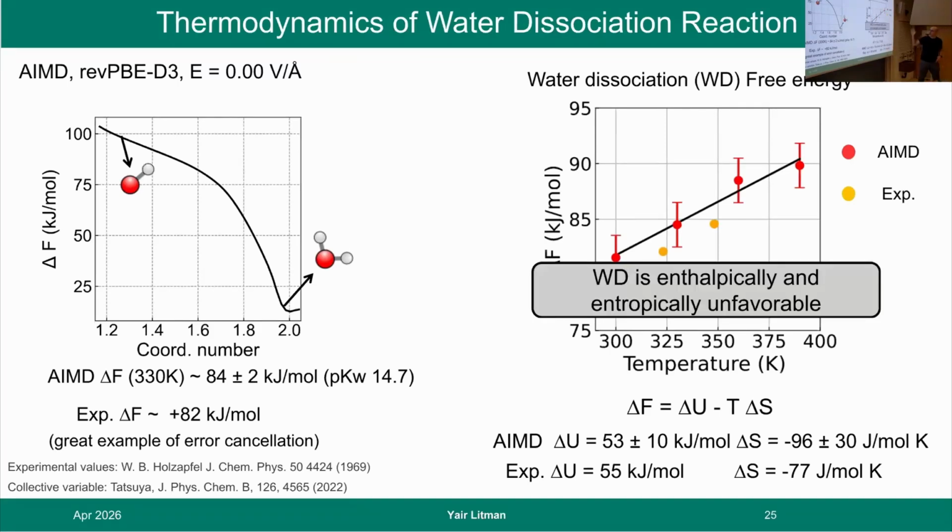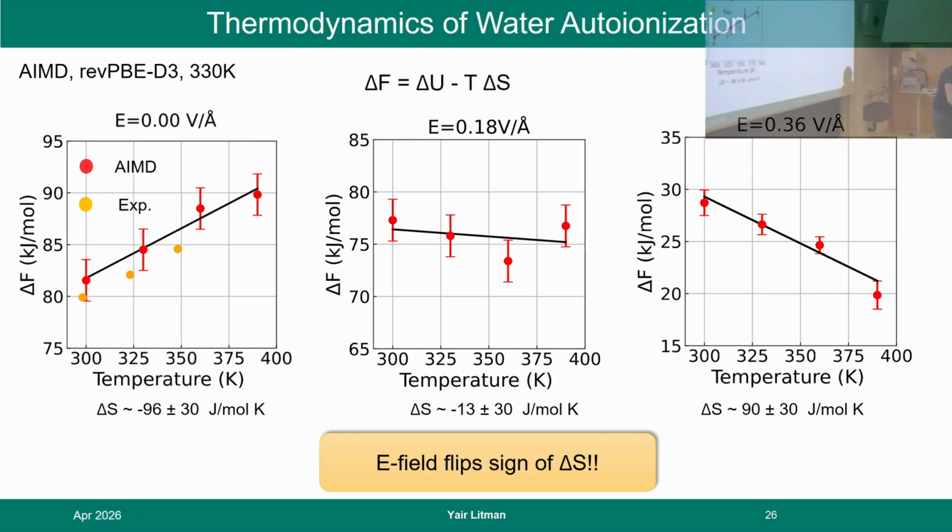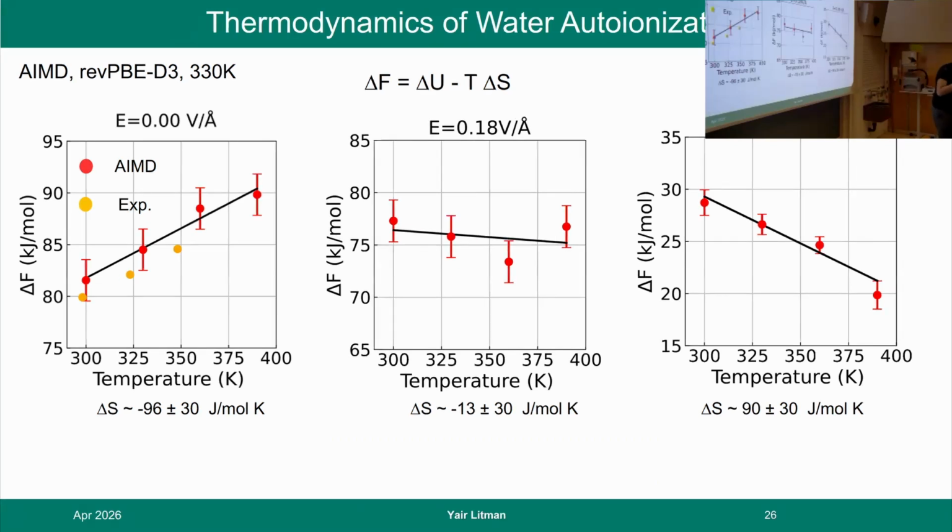An important thing: if you don't have field, water dissociation is enthalpically and entropically unfavorable, right? So you have a positive change of internal energy, and a very large negative entropy change for this reaction. This is the same figure without field. We can apply a very large field, and we start seeing this change. And then if we apply a slightly larger field, we completely change the free energy.